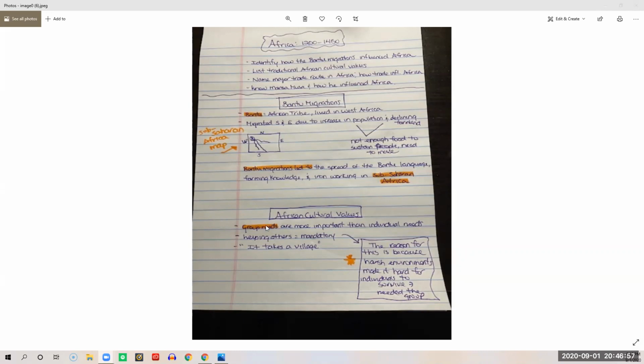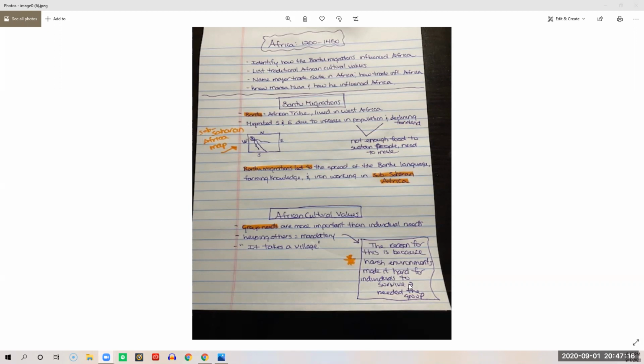For African cultural values, I listed the African cultural values like we asked you to do, but then I did a little bit of explanation as to why these were the cultural values. So I didn't just write the facts, I did a little bit more explanation as to why. And that's what we want you to do with your notes.